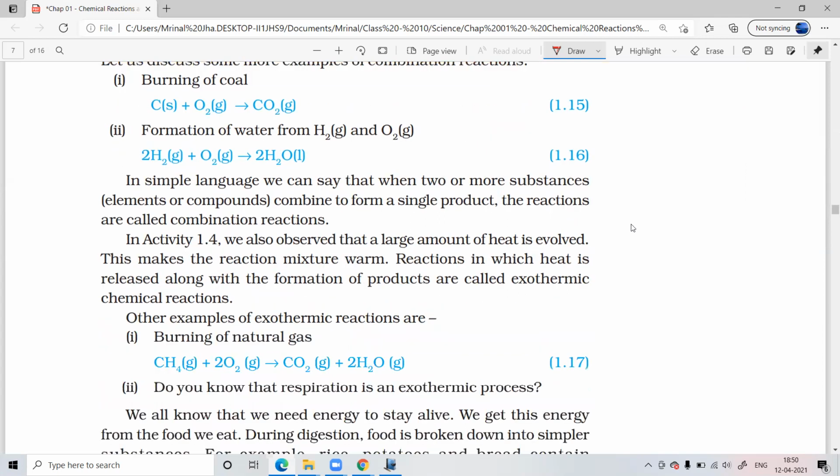In simple language, we can say that when two or more substances, that is elements or compounds, combine to form a single product, the reactions are called combination reactions. In activity 1.4, we also observed that a large amount of heat is evolved. This makes the reaction mixture warm. Reactions in which heat is released along with the formation of the products are called exothermic chemical reactions. Other examples of exothermic chemical reactions are burning of natural gas.